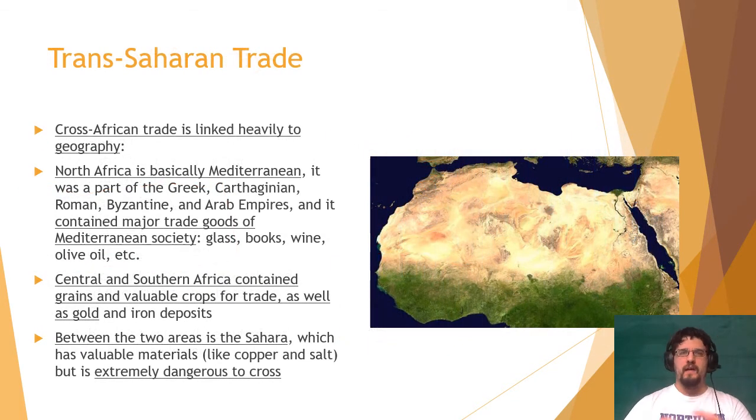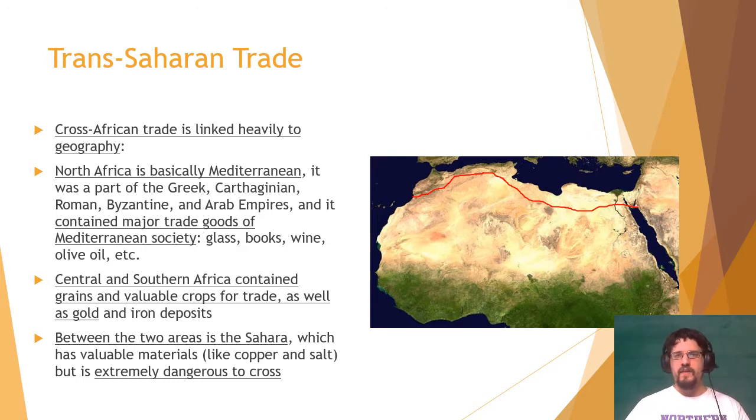Okay. Trade is always linked to geography, and in Africa, it's really linked to geography, especially in this West African trade. North Africa is more or less Mediterranean. We've seen North Africa in here a couple of times. Obviously, Egypt, one of the first civilizations, is in North Africa. We've talked about the Romans operating in North Africa. The Greeks had colonies in North Africa. So did a civilization that we barely mentioned, the Carthaginians.